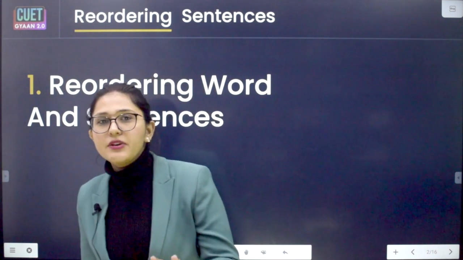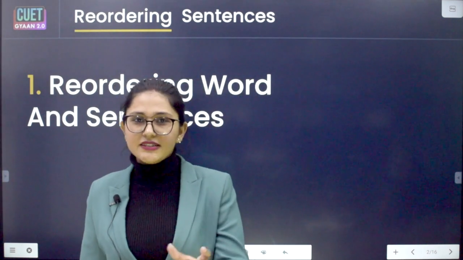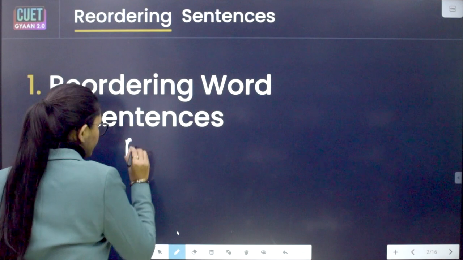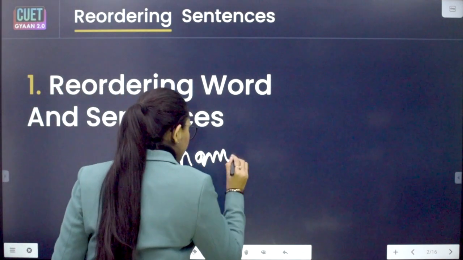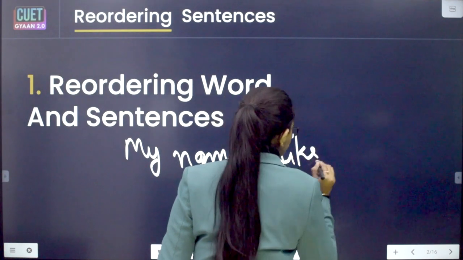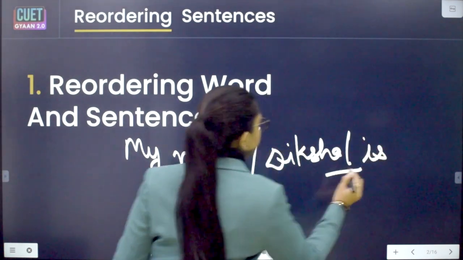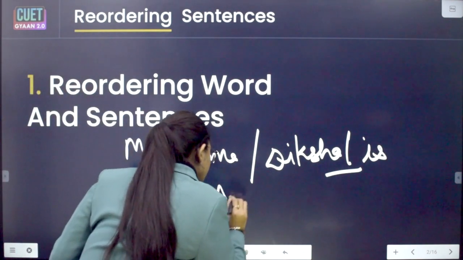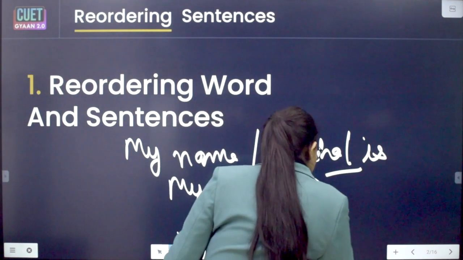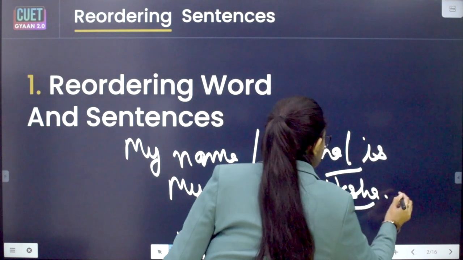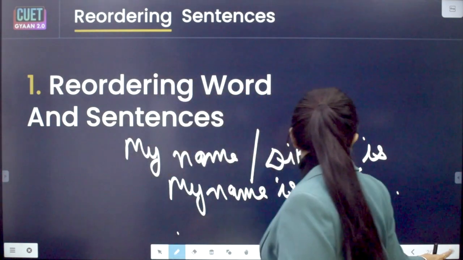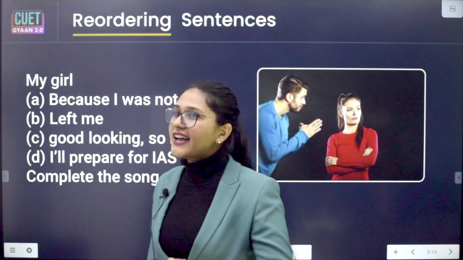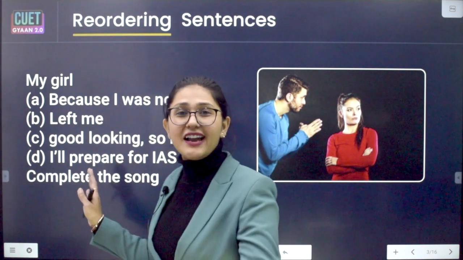Reordering words and sentences, they will be given a few disordered, disorganized sentences. You are supposed to correct it. Again, I would say that imagine it's a very simple sentence. My name is Diksha. You are supposed to write it this way. My name is Diksha. It's simple. It's a very simple thing. Then again, now it's a funny example, I know, but yes, this will make you understand how easy it is to understand this topic.